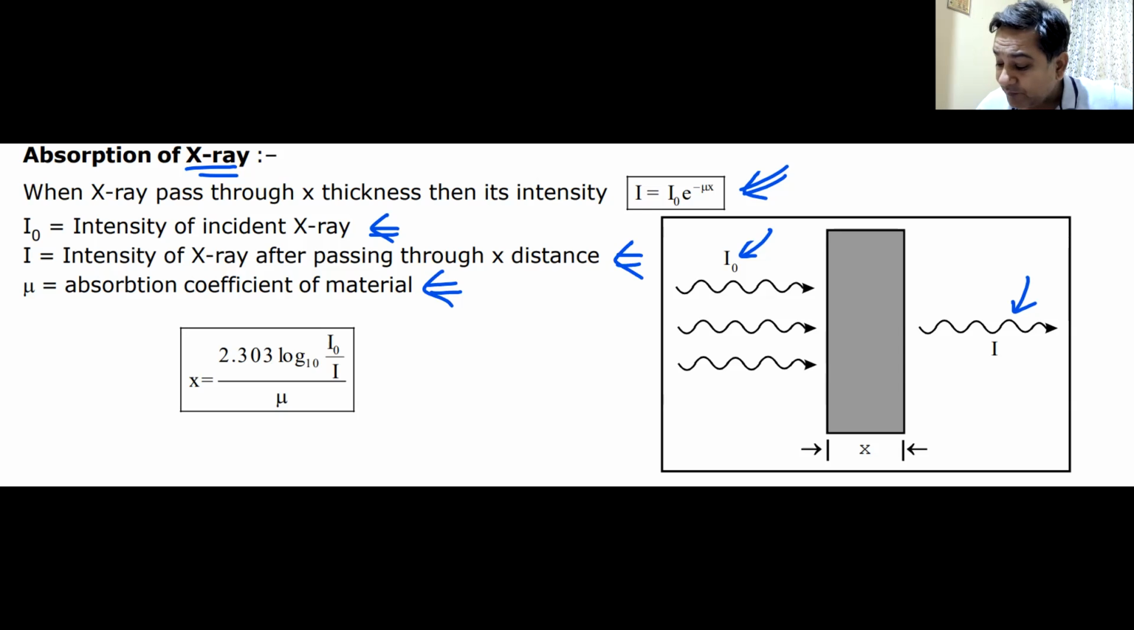If I write it in a different form, this is how it looks. How do you find the thickness of this sheet? x will be equal to 2.303 log to the base 10 of I naught by I. It comes because of log to the base e and log to the base 10. Don't ask me how this comes. This is how it comes. You just remember this formula, this diagram, and this formula.